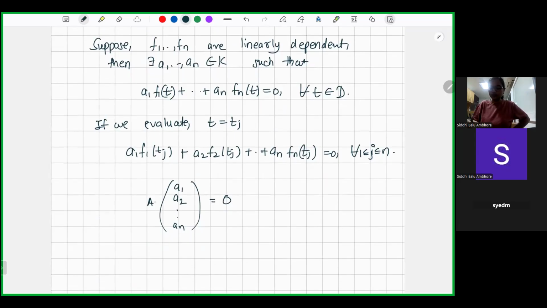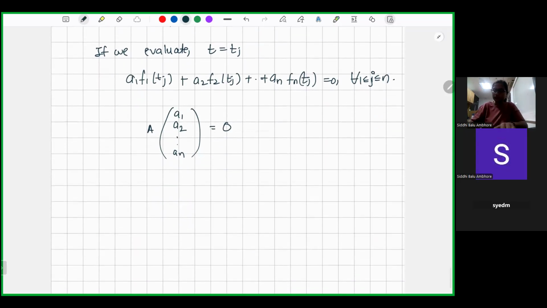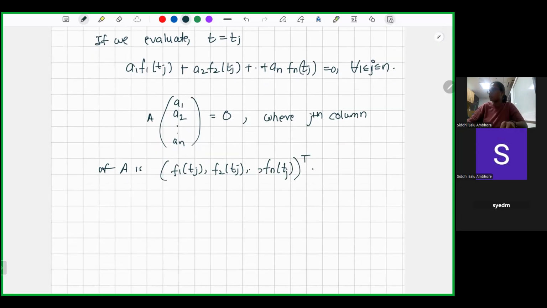So the first column becomes, right? Yeah. I think we have to pre-multiply. Does not matter. Where, let me write, where the jth column of A is f1(Tj), f2(Tj), and so on, as we know. Transpose.